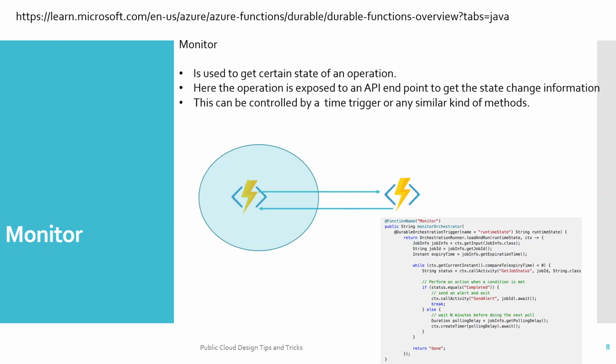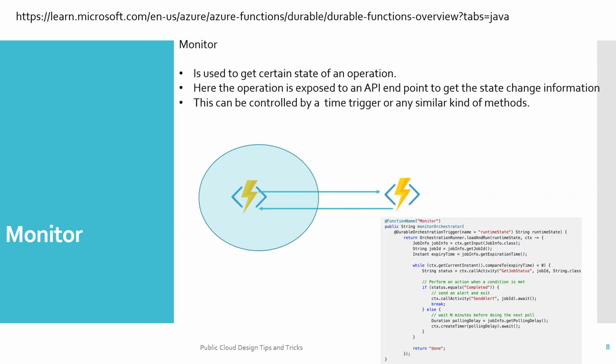What it does here is the first Azure function in this example tries to call an API endpoint to directly get the status. Instead of a redirection, it directly talks to the API endpoint to get the status of the message. This can be controlled by a time trigger or any similar kind of implementation where you can periodically trigger this capability to get the status. Now this also can be handled using durable functions.